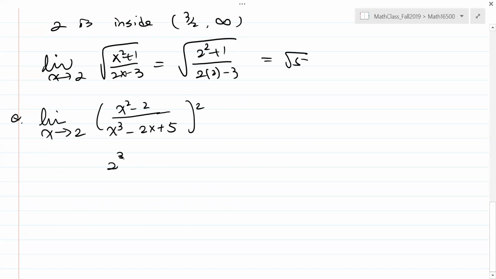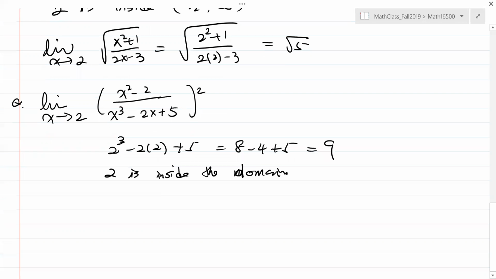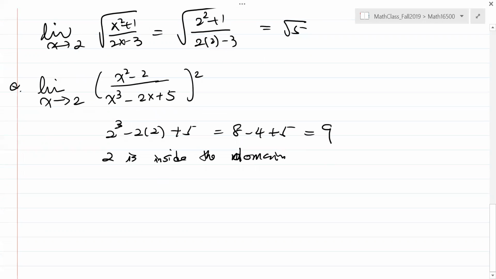Anyway, note that when x equals 2, 2 cubed minus 2 times 2 plus 5, which is 8 minus 4 plus 5, is going to be 9. It's not going to be 0. So that means I don't need to find the domain of the function, but I know 2 is inside the domain. Okay, if you're inside the domain of this elementary function, then just plug 2 for x, get the limit.